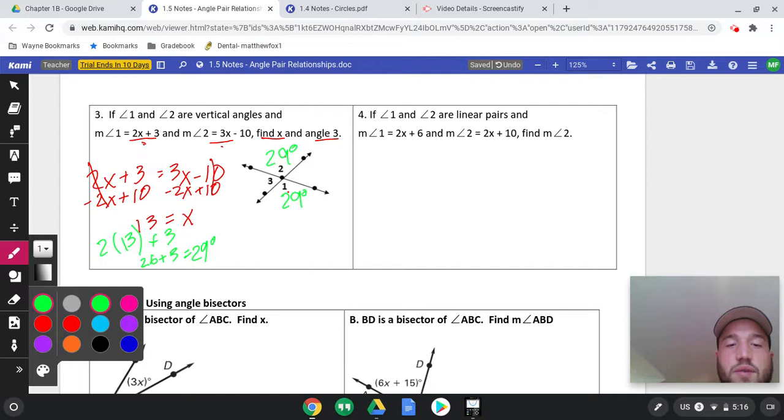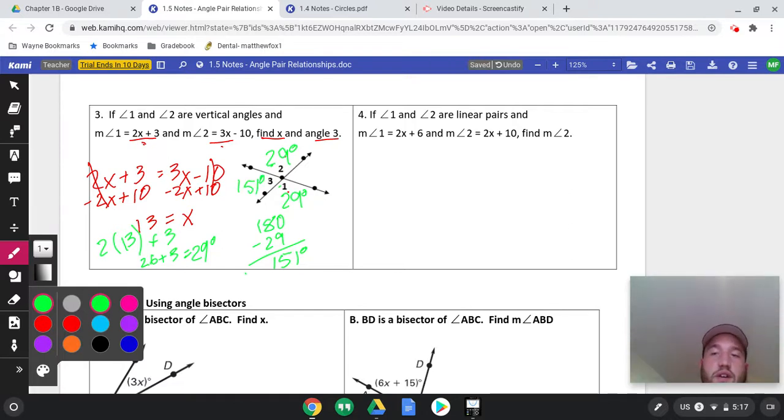Now to find angle 3, we see that 3 is a linear pair with 2 and with 1. So we take 180 minus that 29, and we're going to get 151 degrees. That's what angle 3 equals.